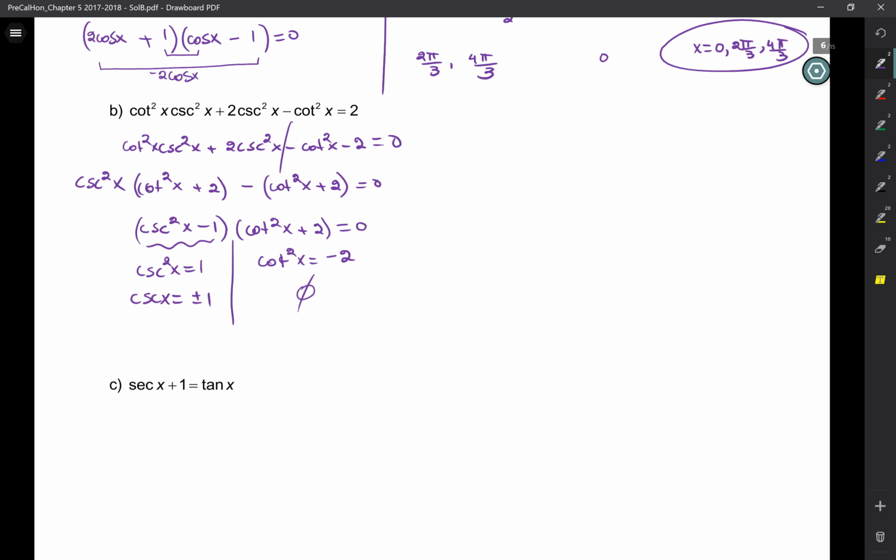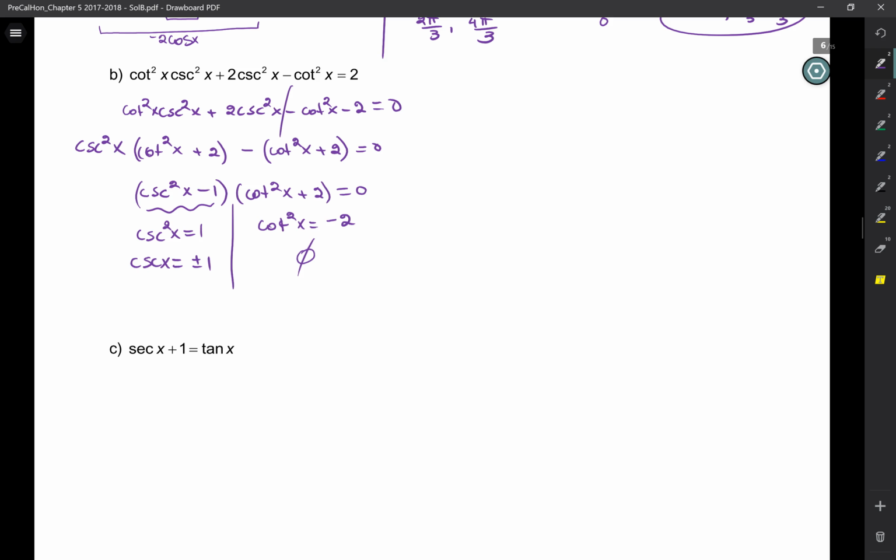How about cosecant of x is equal to 1? Where is cosecant equal to 1? Cosecant is the reciprocal of the sine, remember? So at pi over 2. And where is it equal to negative 1? 3 pi over 2. Because it says cotangent squared is equal to a negative number. You can't square and have a negative number.